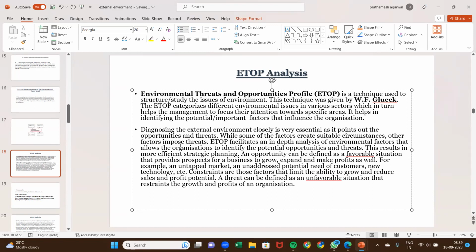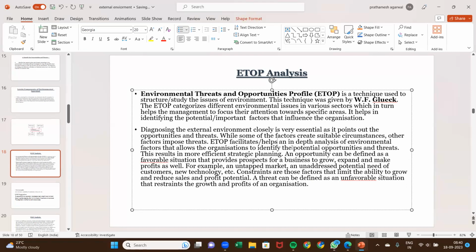First, we will study diagnosing, which means to study the external environment closely. This is very essential as it points out the opportunities and threats. While some of the factors create suitable circumstances, other factors will impose a threat. Impose means they will be threatening to us. ETOP facilitates, that is, helps us.